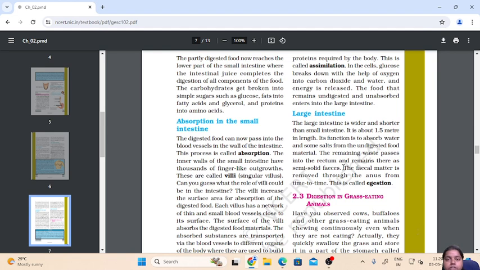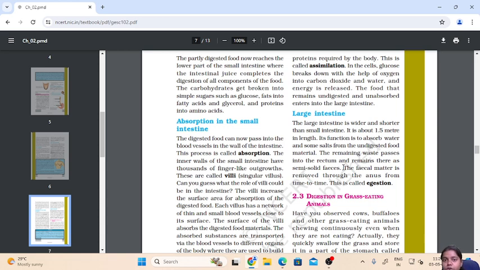Then next, after the small intestine, is the large intestine. The large intestine is wider than the small intestine, and it is shorter. It is about 1.5 meters in length, whereas the small intestine was 7.5 meters in length. So what is the function of the large intestine? It absorbs some of the salts and water from the undigested food material.